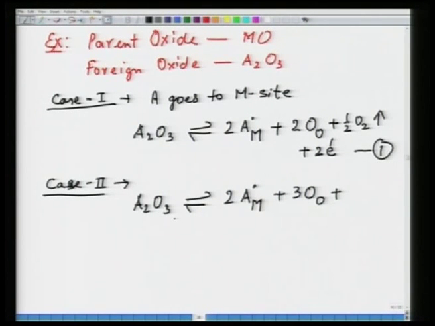So, mass balance is fine, but what about the site balance? Parent lattice has one M site for one O site. Now, here you have created 3 O sites. So, for three of these O sites, you need to have 3 M sites, and you are filling only 2 of them, which means you will have 1 metal site which would be vacant. So, you will have Vm with 2 negative charges. So, now this is balanced site and mass wise as well as charge wise.